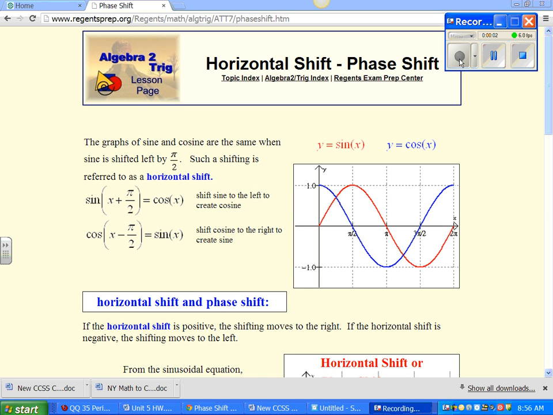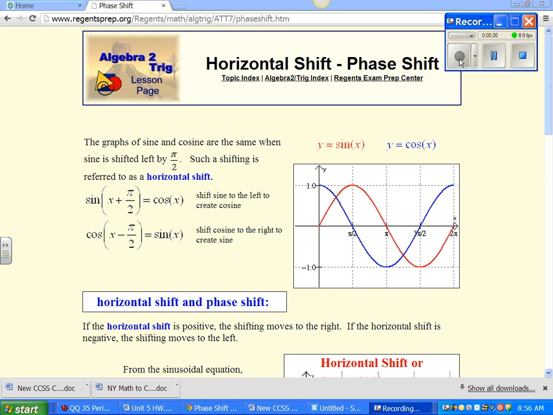Right, so we're going to talk about phase shift a little bit more in depth today. That's the only one we really haven't gone deep into. So we're going to discuss phase shift at depth today. All right, so phase shift we know moves things which way? Left and right. Math term for left, right?